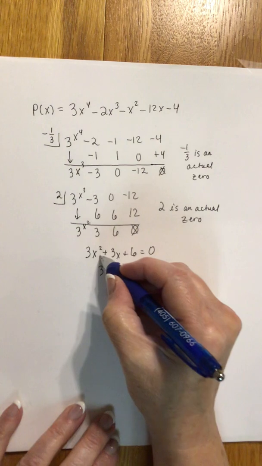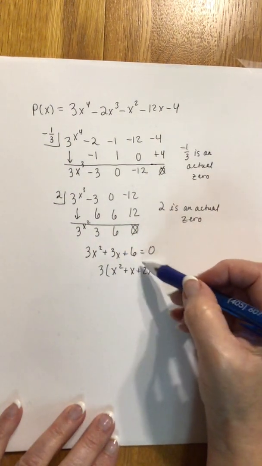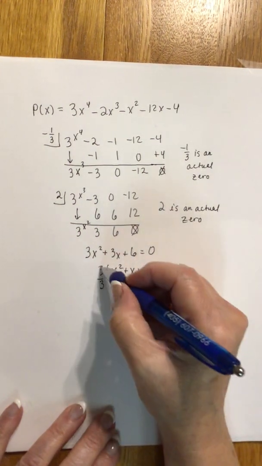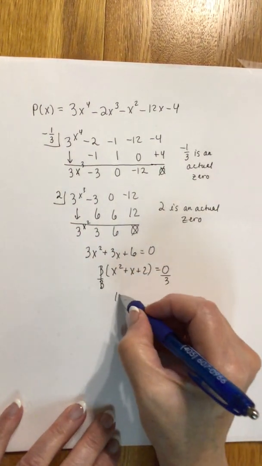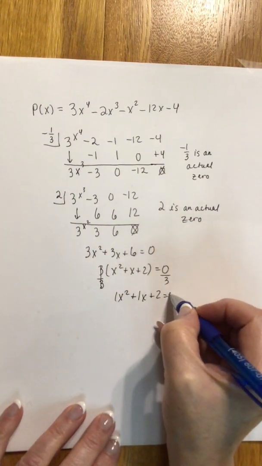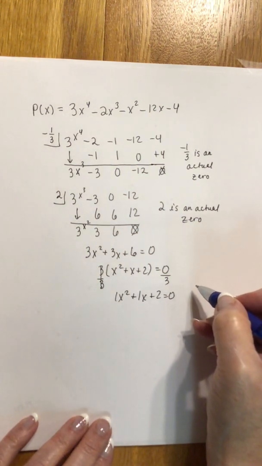3 times x squared is 3x squared. 3 times x is 3x. 3 times 2 is 6. And now divide by the 3 on both sides. So that cancels out. So we have 1x squared plus 1x plus 2 equals 0. So this one is a quadratic, so we can use the quadratic formula on it.